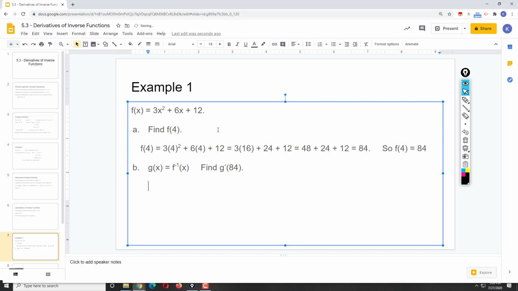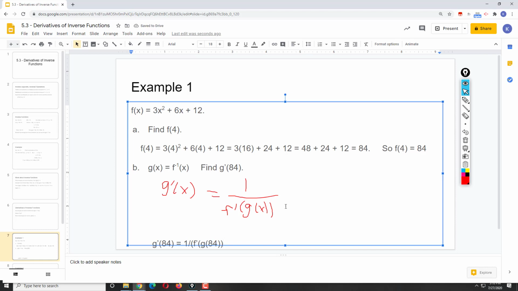Remember our formula that we just figured out? We know that based on our formula, g prime of x has to equal 1 over f prime of g of x. Right? We just figured that out. Let's apply this formula. So this means that g prime of 84 has to equal 1 over f prime of g of 84.